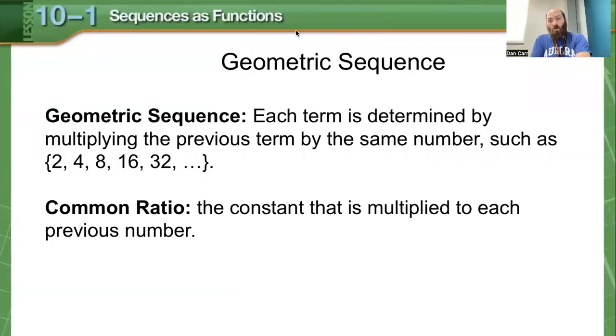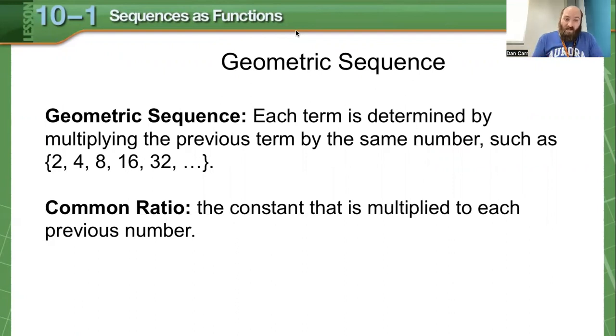Today we're going to be talking about 10-1 day 2. Previous lesson we talked about arithmetic sequences. Today we're going to be talking about geometric sequences. A lot of the same terminology we used before applies today: things like sequence, elements, terms. What we're looking at today though is a different type of pattern.